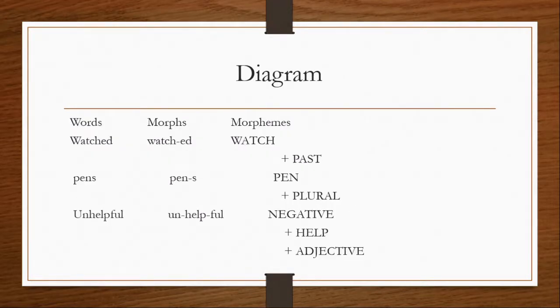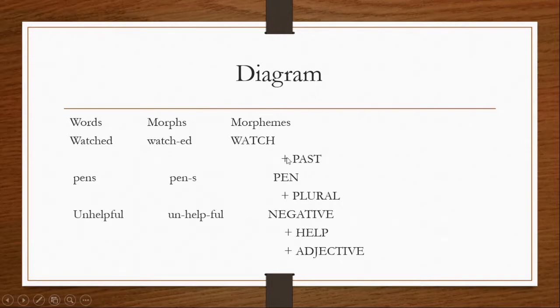Look at the words. The words are watched, pens, and unhelpful. Now these are morphs, physical units that can be seen. Watch plus ed. Ed is one morph of this word and watch is another morph. Pen is one morph, s is another morph. Un is one morph, help is another morph, full is another morph. These morphs represent morphemes. Watch represents this watch, and the ed morph represents the past tense.